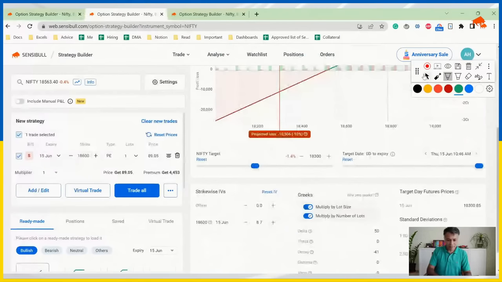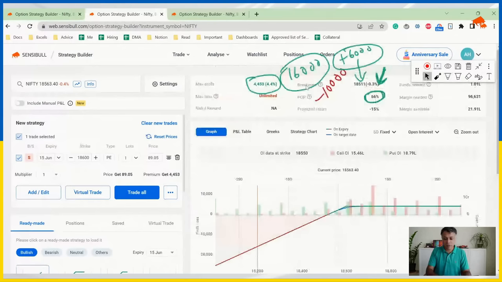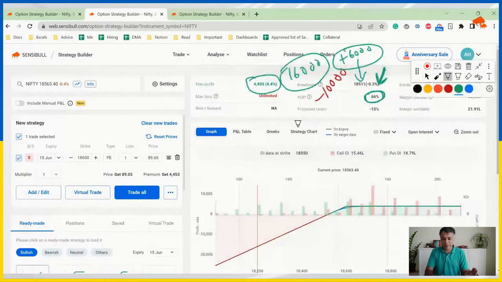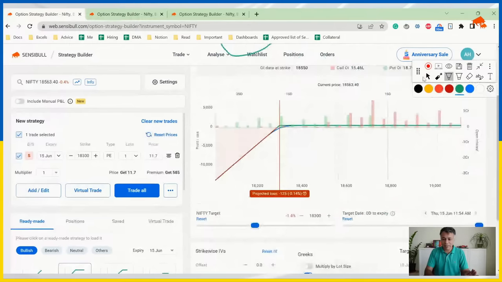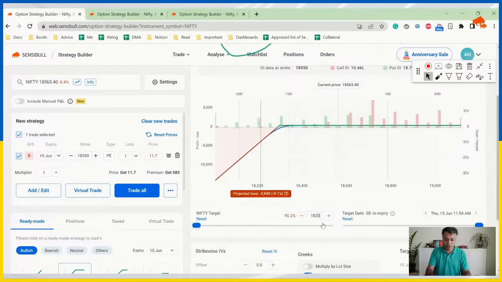Now look at the 18,200 scenario. Let's say once you make a loss, you will lose 15,000 rupees here. Basically, you have made 16,000 in 4 tries and you lost once when Nifty went to 18,200, right? That's like, how much is that? 2% movement. So you lost 15,000, but net, you are still up 1,000 rupees here. Here, if that happens, if Nifty goes to 18,200, you lost 4,000 rupees in a single trade.